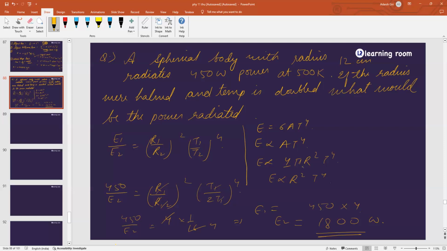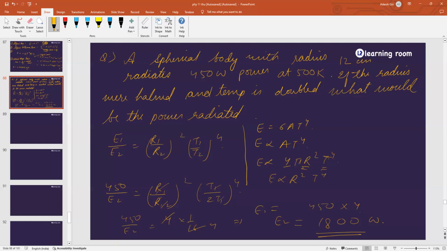In area, only the radius was changing and temperature was changing. So we took E is directly proportional to R square and T to the power 4, right? So E1 by E2, I took the proportionality: R1 by R2 whole square, T1 by T2 whole to the power 4.